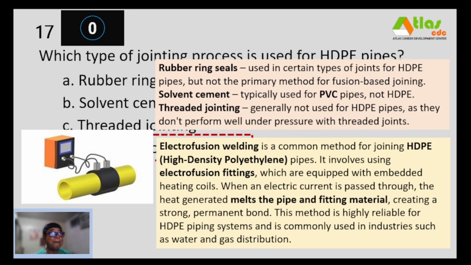Rubber ring seals are used in certain types of joints for HDPE pipes, but not as the primary method for fusion-based joining. Solvent cement is typically used for PVC pipes, not HDPE, and threaded jointing is generally not used for HDPE pipes, as they don't perform well under pressure with threaded joints.